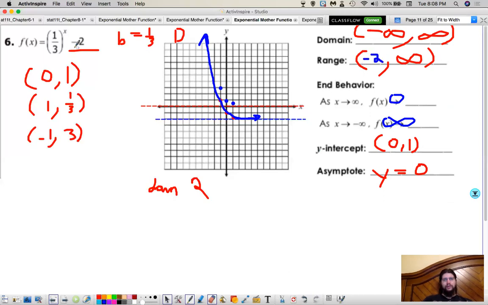So my vertical shift will change my range. Does it change my end behavior? Let's see. As I go to infinity, I approach 0. No, not 0, -2. What about as x gets really small, infinity? Yeah, that's the same. My y-intercept, well, yeah, that changed. It moved down. Instead of at 1, it's now -1. My asymptote, well, yeah, we shifted it down, so that changes.